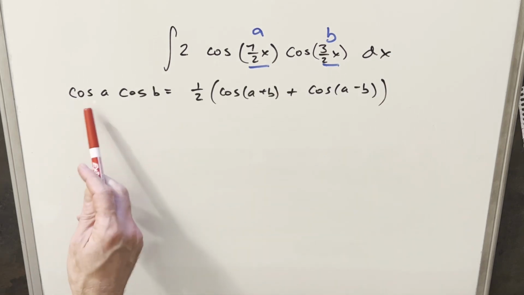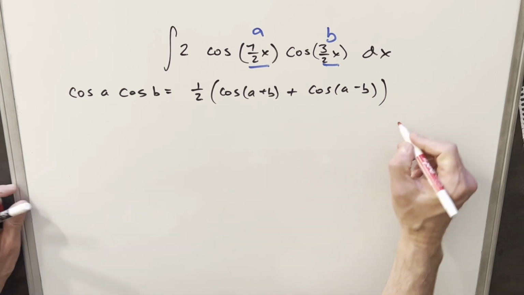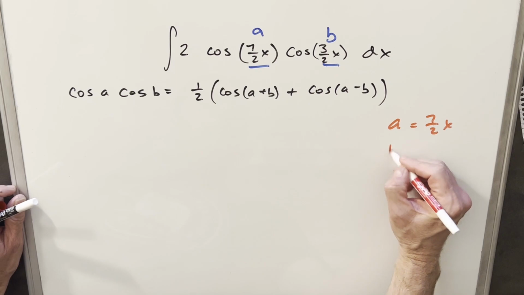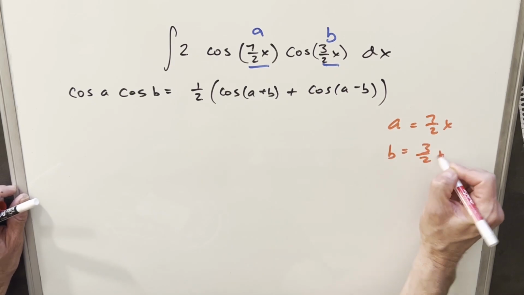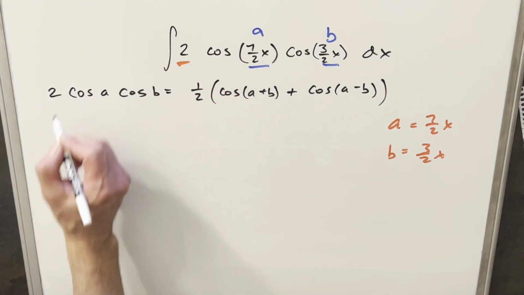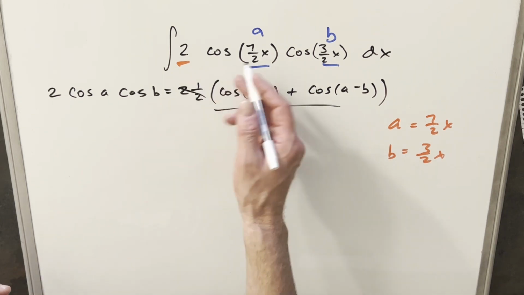Okay, so now back to our integral, and using what we found on the previous board, we have our formula. And we said that our A value up here is going to be 7/2 x, and our B value is going to be 3/2 x. And one other thing we're going to use, we just have this 2 in front. Typically we show the formula in this form, but we could just put it back and multiply by 2 on both sides. So now we can use this as our formula for our integral.